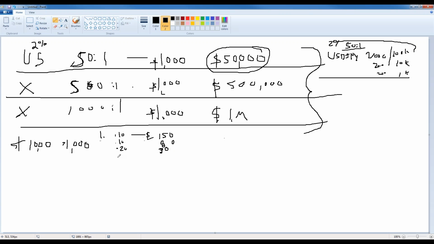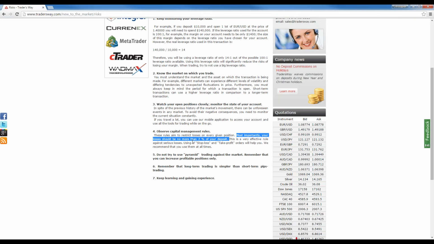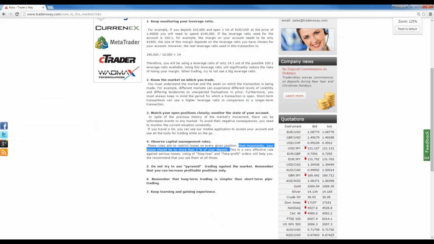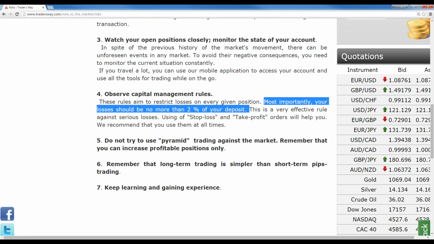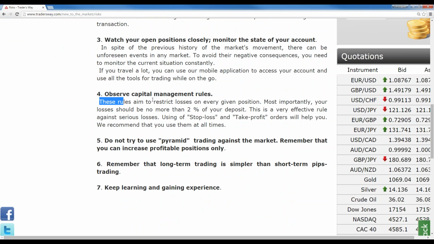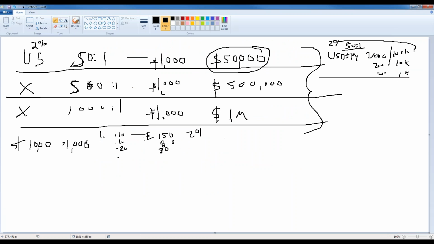And you're doing 2% risk on every one of them, just like Trader's Way said. I didn't make up their risk. They made up their risk. If you can't read it, let's all read it together. Trader's Way says, most importantly, your losses on every given position, every position, should not exceed 2% of your deposit. What they're saying is, yes, you can have 1,000-to-1 leverage, but use your leverage wisely.